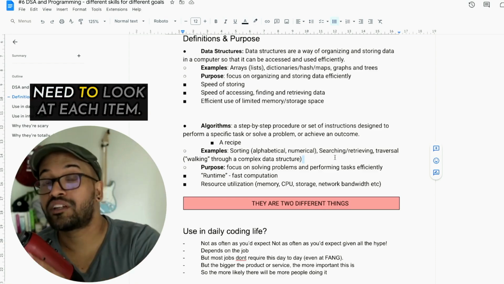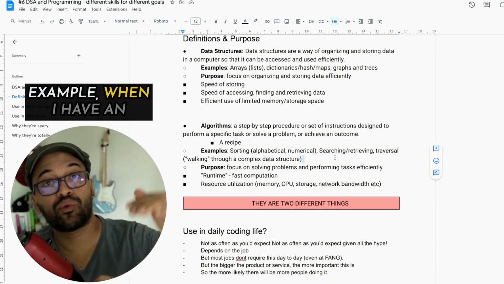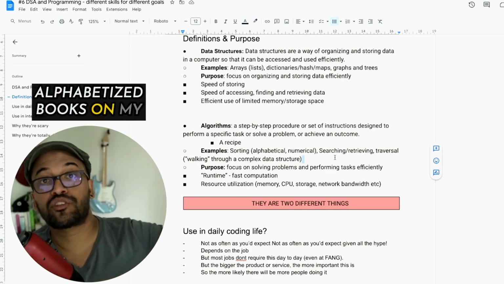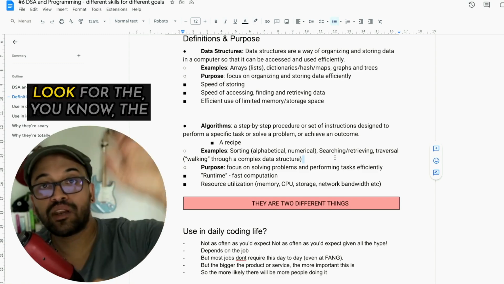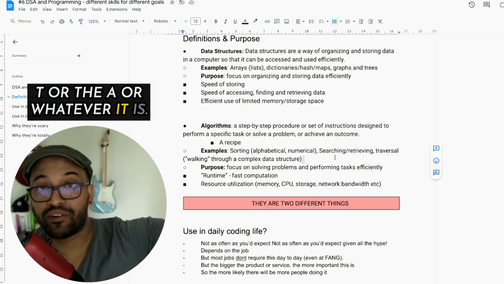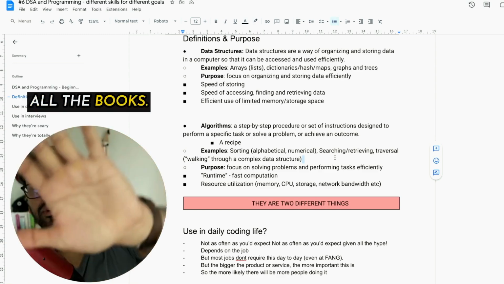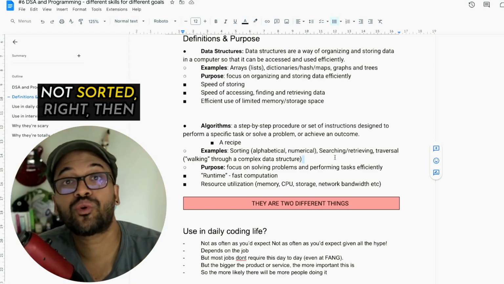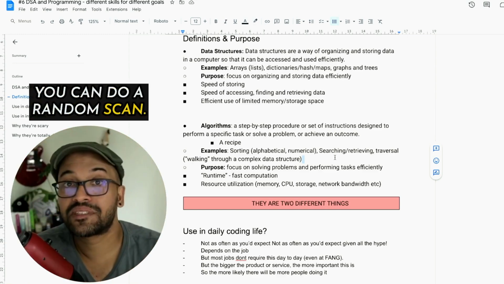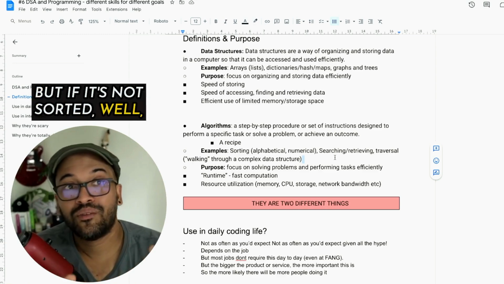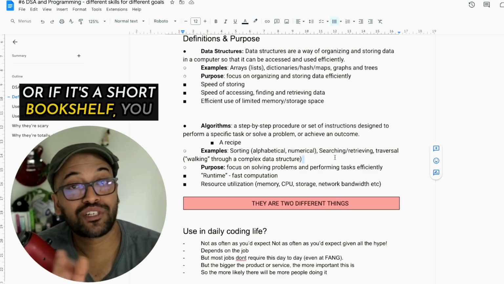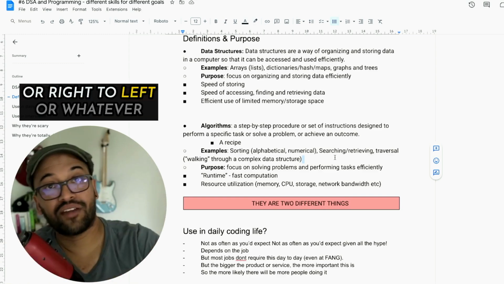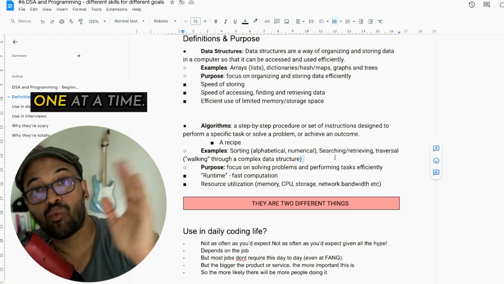Don't need to look at each item. So that's what happens, for example, when I have alphabetized books on my bookshelf, the algorithm is, well, look for the alphabet. If it's done by author, well, look for the T or the A or whatever it is. That's faster than looking at all the books. But if my bookshelf is not sorted, right, then you can do a random scan. But if it's not sorted, well, every look is a random look. Or if it's a short bookshelf, you can go from left to right or right to left or whatever it is and look for the book one at a time, right?